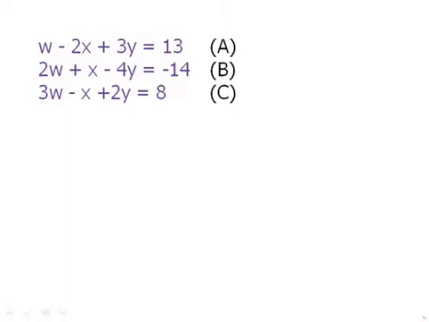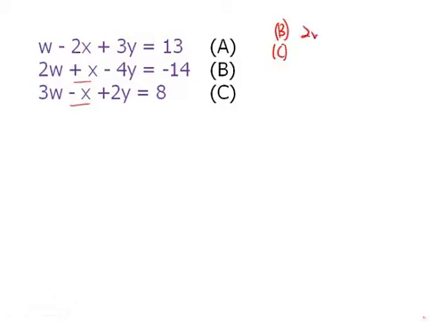Well, the first thing that catches my eye: notice we have a plus x and a minus x. That really just jumps out at me. It's kind of a screaming sign as far as I'm concerned in these equations. What that means is I could add those two equations and eliminate an x. So I'm going to add B and C.